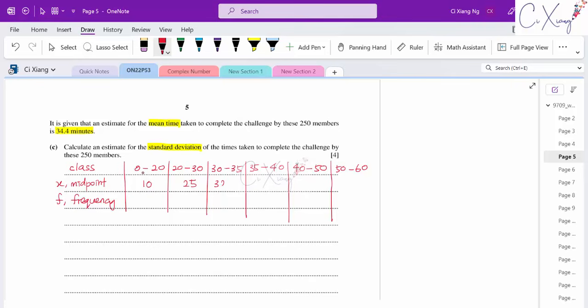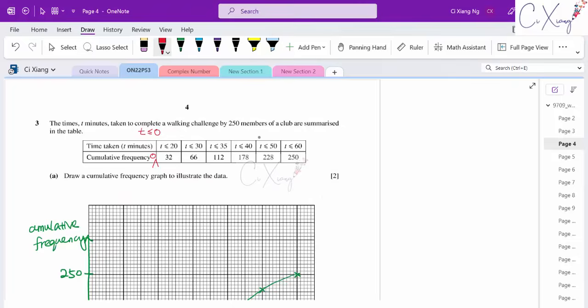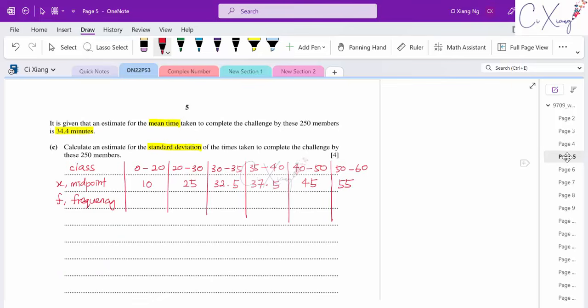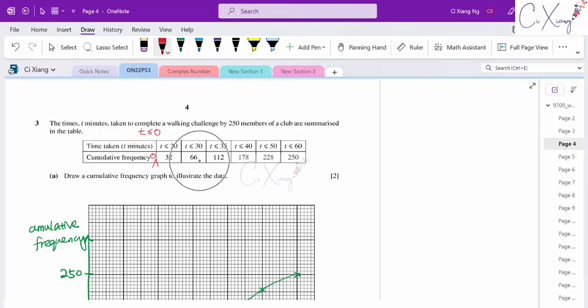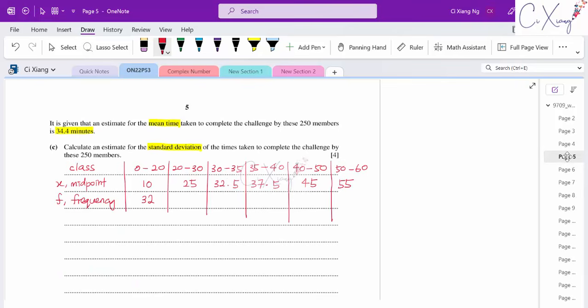Please make sure that you list out all the midpoints in your calculation, as all the midpoints will be given method marks. Then for the frequency part, you need to get it from the cumulative frequency. The first value for the cumulative frequency is 32, so the first class frequency will be 32. To get the frequency for the second class, we take the second cumulative frequency minus the first one. So 66 minus 32, I get the frequency for the second class, which is 34.